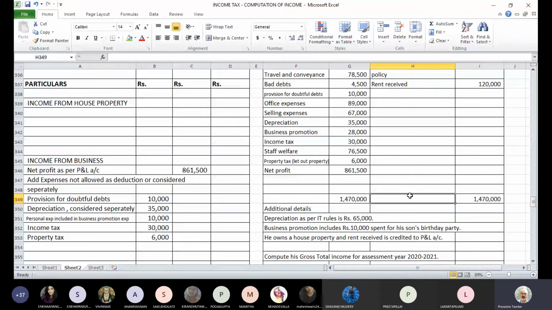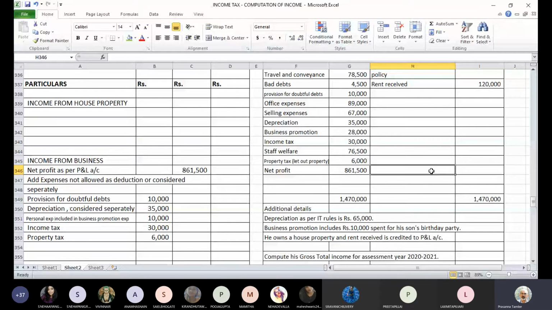Are you clear up to this stage? Yes? Yes, sir. Okay. What we did so far, we have taken the net profit as a starting point. Then we went through the debit side of P&L account. We identify the items of expenditure which are not allowed as deduction or which may be dealt with separately, and we added back all those items. Now next is same analysis of the credit side.